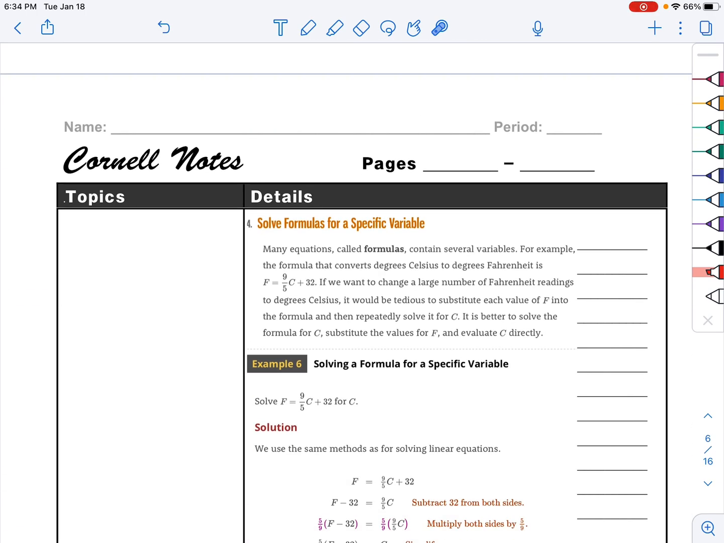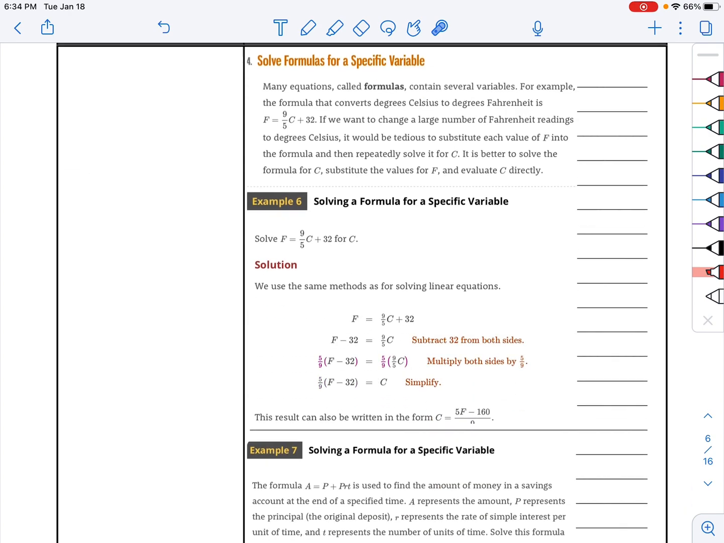Now, here's the good stuff. We want to be able to solve formulas or literal equations. Literal because there's a lot more variables, kind of like you read literature. So what you're going to do first, you're going to focus on one specific variable. Like in this one, we're going to focus on solving for c.